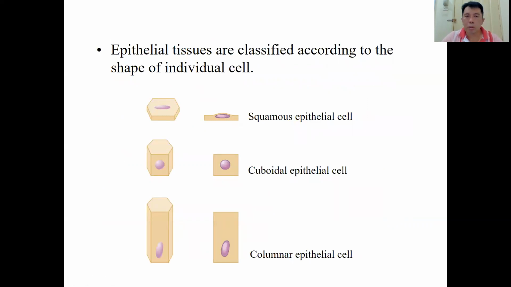Epithelial tissue can also be classified according to the shape of the individual cells. This is known as squamous epithelial cells, or squamous epithelium, which refers to the tissue. Then this one is the cuboidal, the square one, with the nucleus at the center. In the squamous, the nucleus appears as a bump. Then the columnar epithelial cell is column-shaped, and the nucleus is normally found at the bottom, at the basal surface.